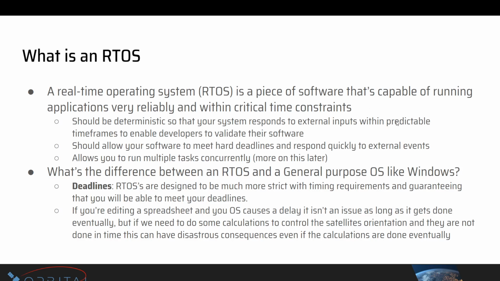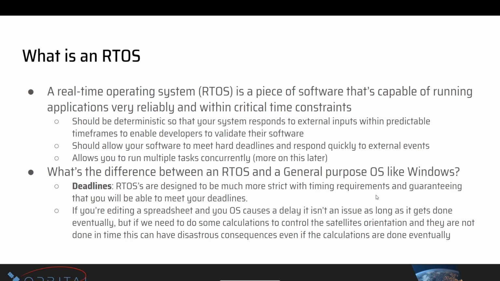It should also allow your software to meet any hard deadlines and respond quickly to any external events, like on our satellite, if we have an over temperature event or over current event, we should be able to deal with those events quickly. Otherwise, it's GG. And it also allows you to run multiple tasks concurrently. We're going to talk a bit more about this later, and what a task actually is.